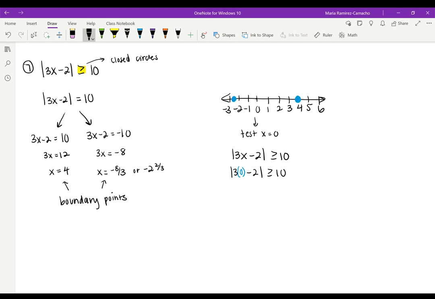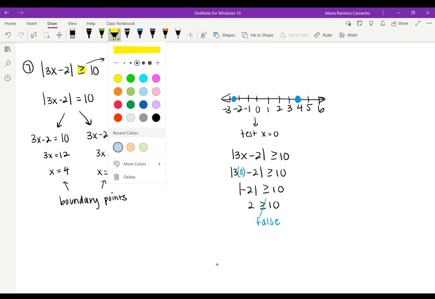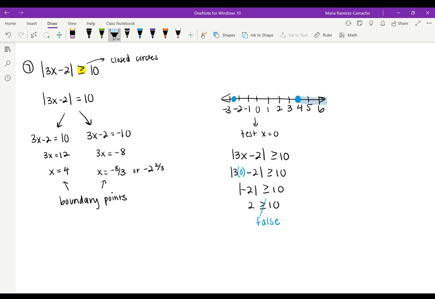3 times 0 is 0. 0 minus 2 is negative 2. And the absolute value of negative 2 is positive 2. Now this statement is false because 2 is not greater than or equal to 10. What that means is we're not going to shade where 0 is. We're not going to shade that middle region. We are going to shade our outer regions here and here.